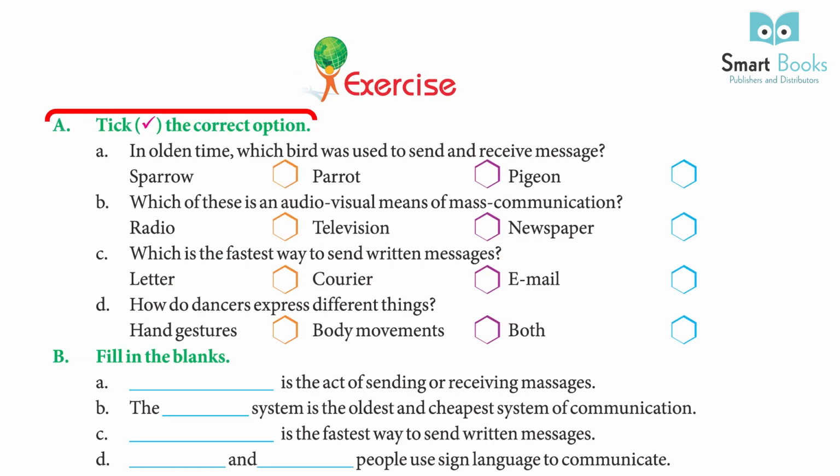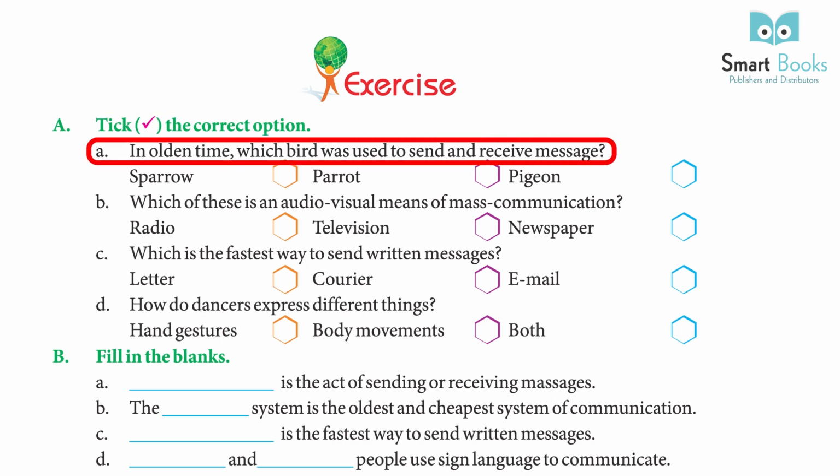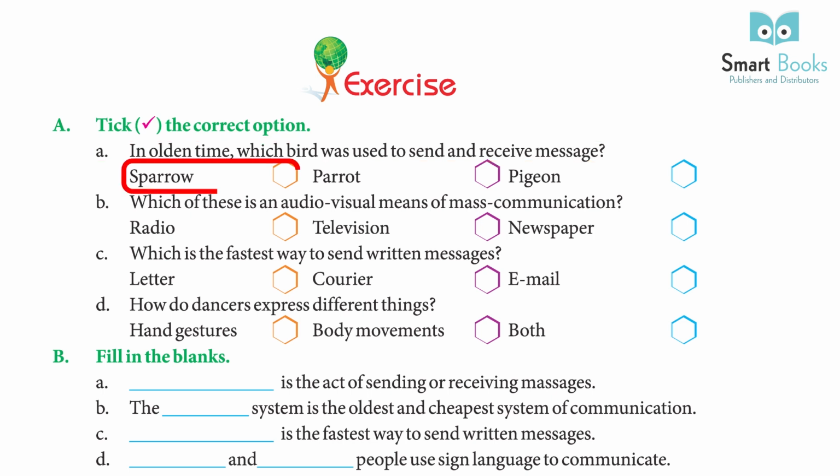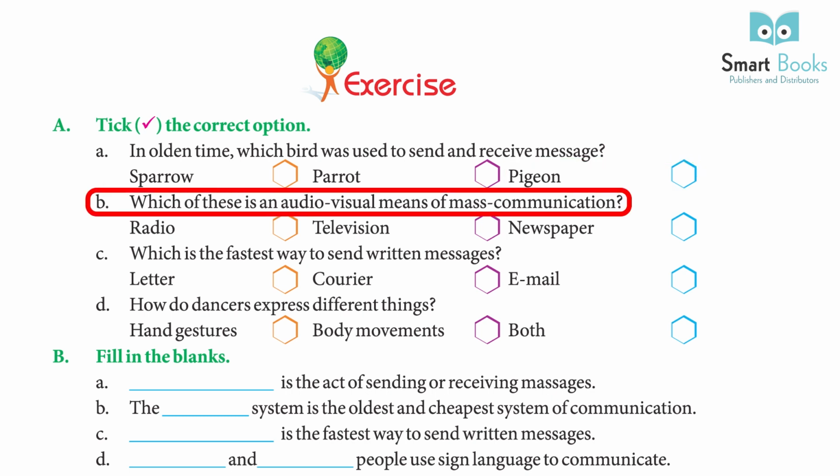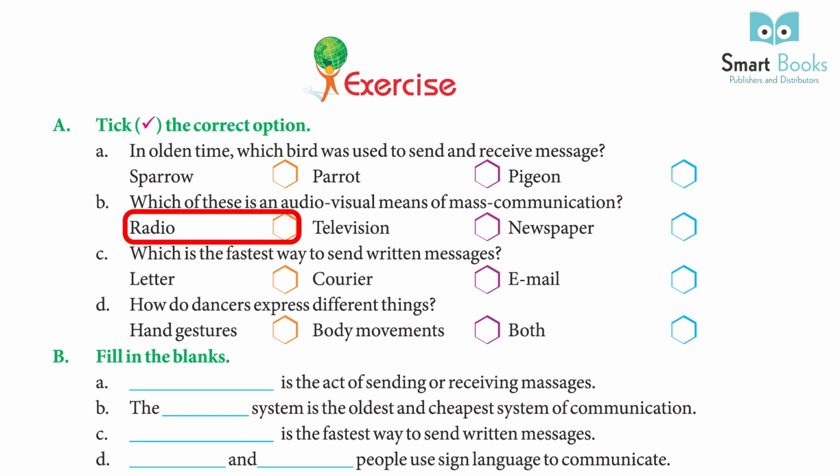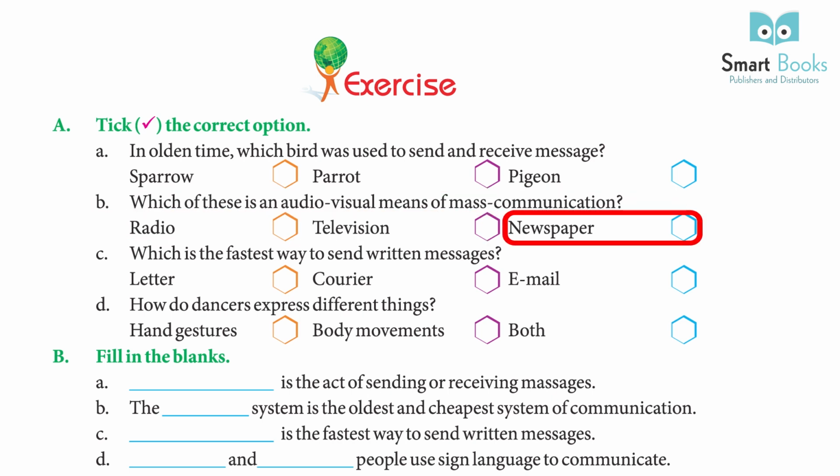Exercise. A. Take the correct option. A. In old time, which bird was used to send and receive message? Sparrow, parrot, pigeon. Answer: pigeon. B. Which of these is an audio-visual means of mass communication? Radio, television, newspaper. Answer: television.